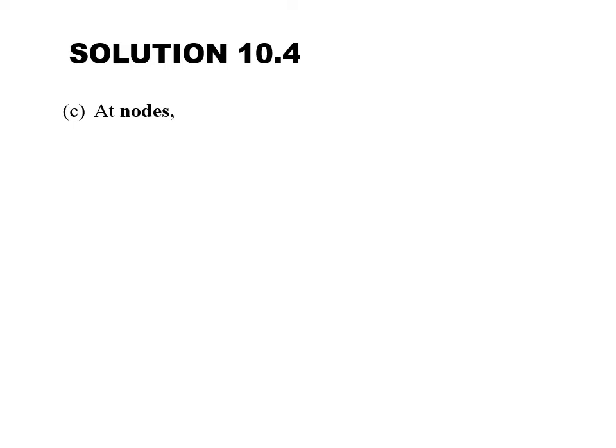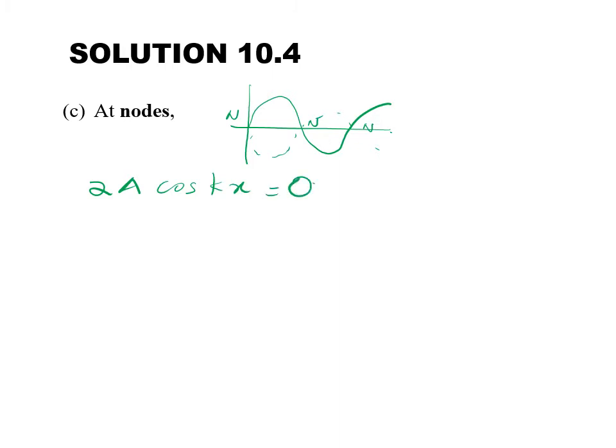for question C, at nodes. As we all know, at nodes, the amplitude of the particle is zero displacement. So this is nodes, that means zero displacement. So regarding the amplitude of the particle, 2a cos kx equals 0. Alright, so cos kx equals 0 divided by 2a, you will get also 0.